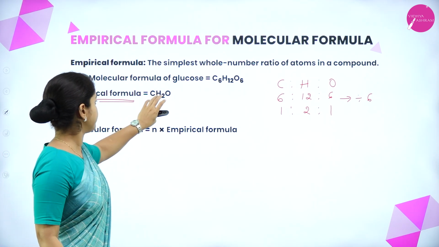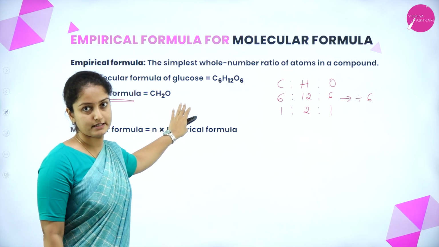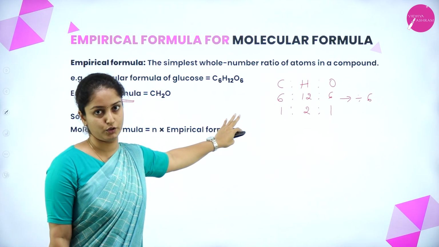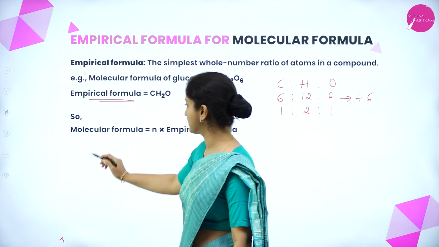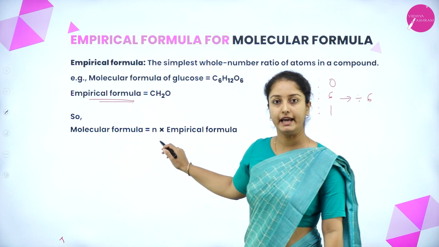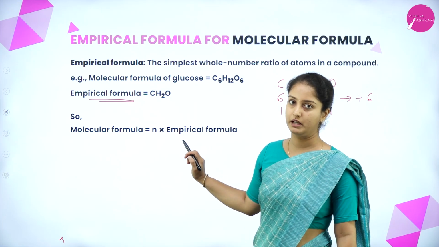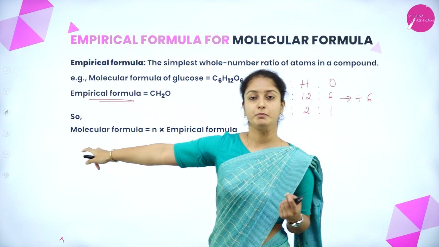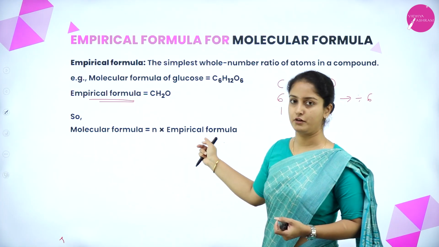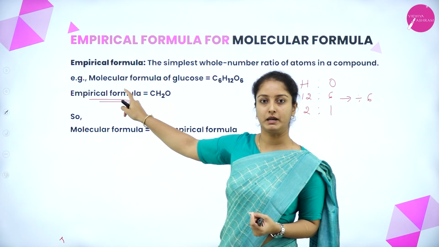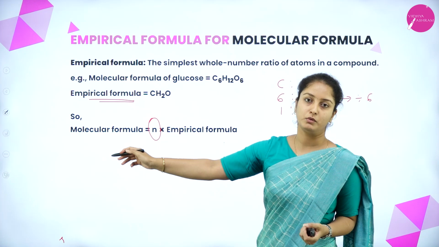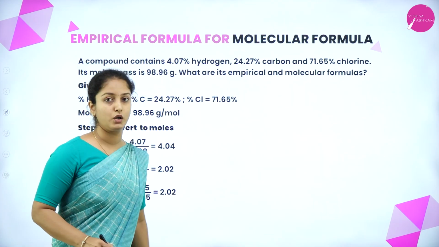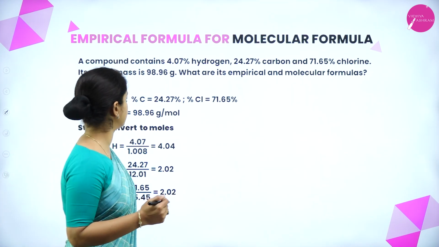So, CH2O is the empirical formula for the glucose molecule. Therefore, we have one more formula: molecular formula is equal to n times the empirical formula. If you have to find the molecular formula using the empirical formula, you have to multiply by that number, which gives the actual molecular formula of the compound. Okay, now we shall try to solve this question.